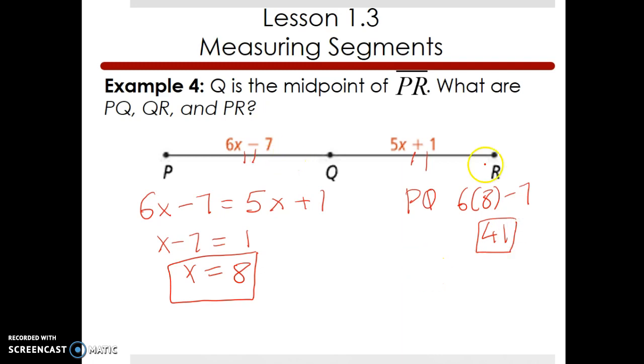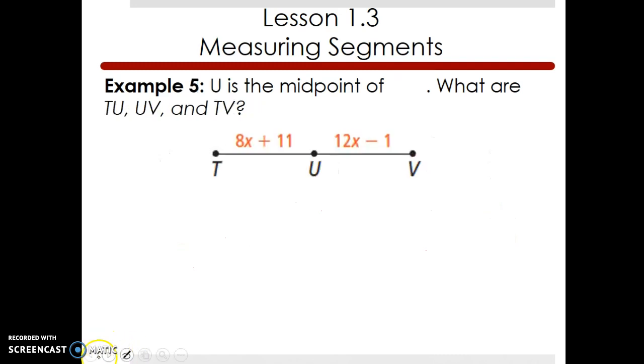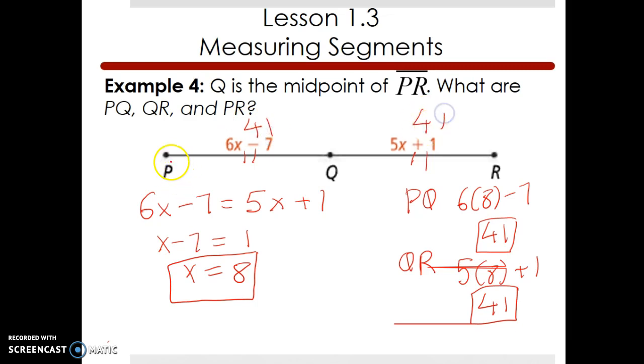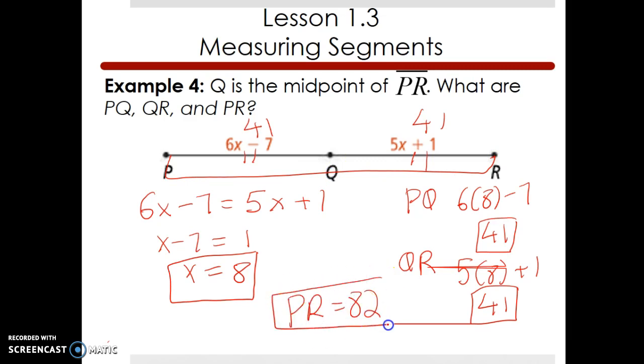We know that they're equal, but it's always good to check if your algebra is correct. So I'm going to plug it in here. That's 40 plus 1, that is also 41. Good. They're both equal to each other, so they are good. Now we have to find PR. Think about it this way: this is 41, and this is 41. So PR is two 41s, so PR would equal 82. All right.